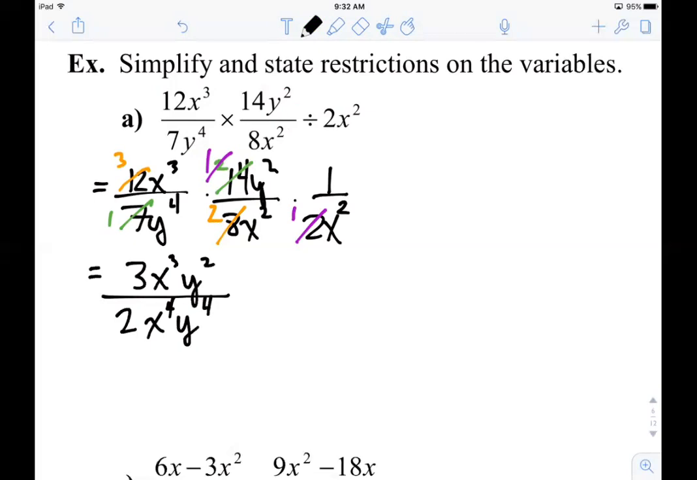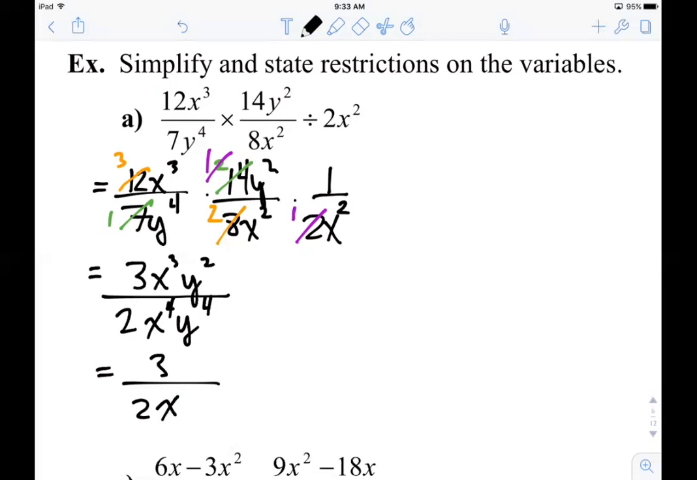And now I need to reduce my exponents on my variables as well. So I've got 3 powers of x on top and 4 powers of x on the bottom. So that means I'm going to have 1 leftover power of x on the bottom. So I'll have a 3 on top still and a 2 on the bottom, but I'm going to have 1 extra power of x left on the bottom and no powers of x left on top.